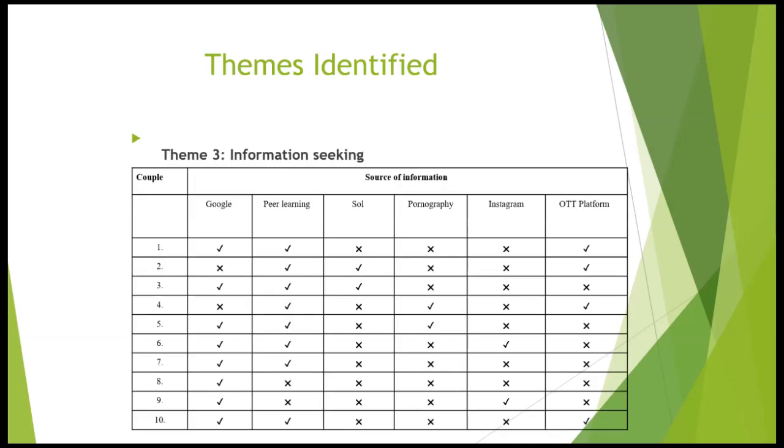The last theme is information seeking. There were different platforms or sources where they could go and search for information. For example, they used to go on Google and search for different websites where they could find information regarding all the contraceptives and protections that they could use. Most of the time they specifically said that they learned about all these things from their friends and, in very rare cases, their parents. School, pornography, Instagram, and OTT platforms were some of the other sources that they took into consideration.